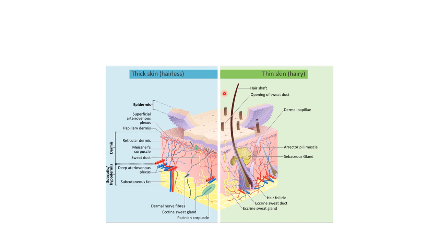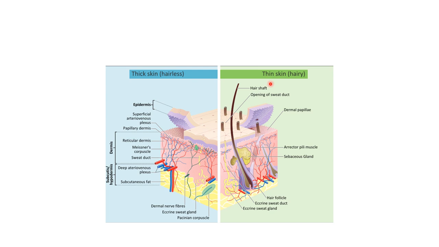Here you can also see the thick skin, which is hairless, and thin skin, which is hairy. In both, you can see the epidermis, and the dermis, which has the papillary layer with lots of vascular supply, and then the reticular layer, which is made up of dense, irregular connective tissue. Then the hypodermis, which is a fatty layer.